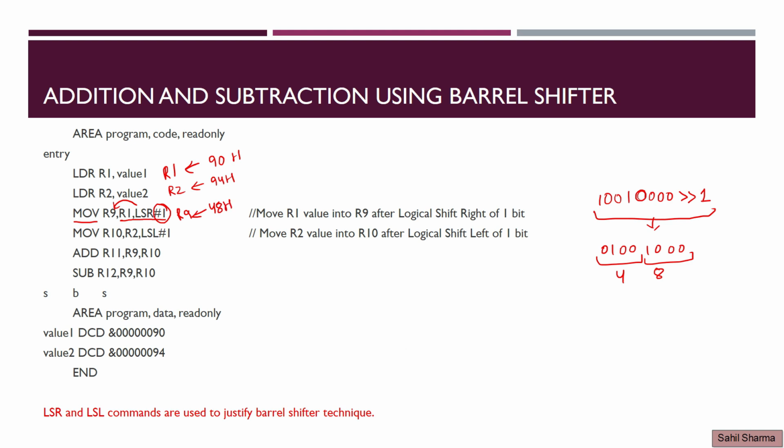and in case of R10, the R2 value has to be logically shift left by 1 location. So my R2 is initially 94, logically shift left by 1 location. It means the value will be 128.